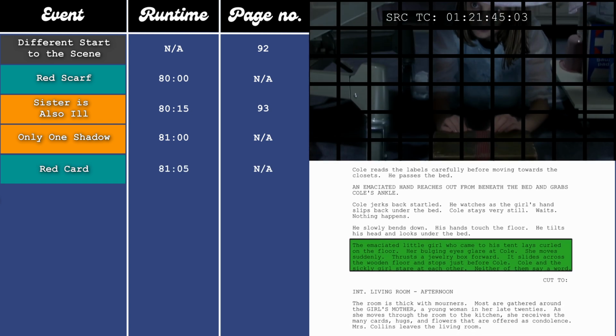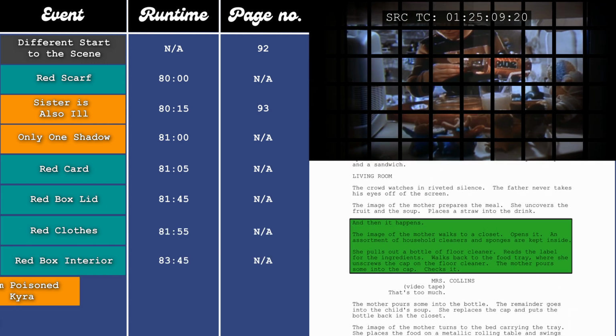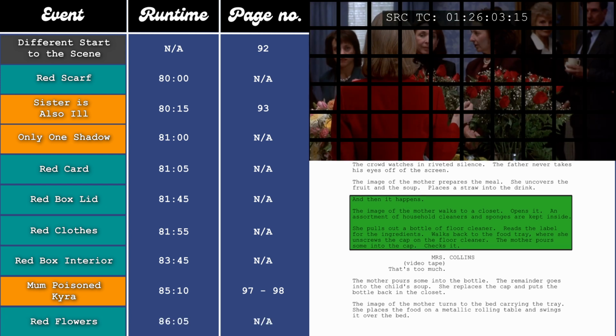So Cole receives a videotape from the girl. He then gives that tape to the dad, who then watches it and realises that the mum poisoned Kira, and he then goes and confronts her about it.